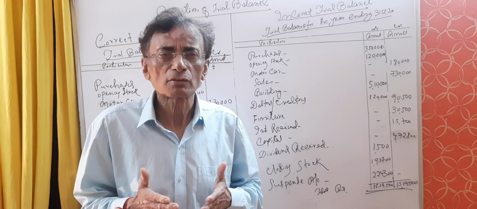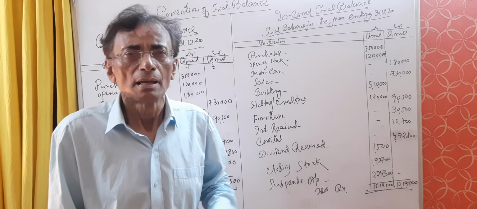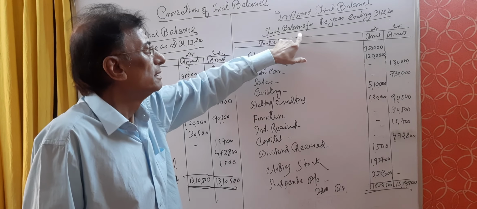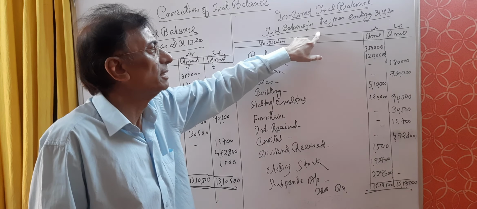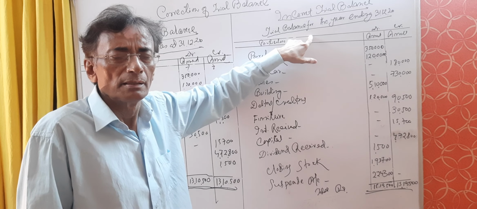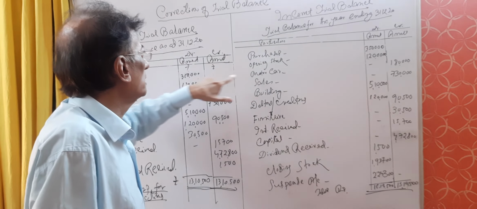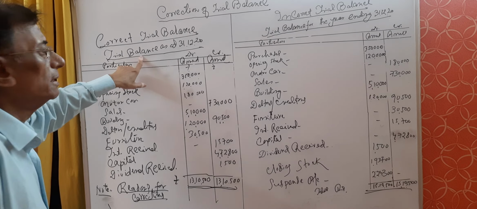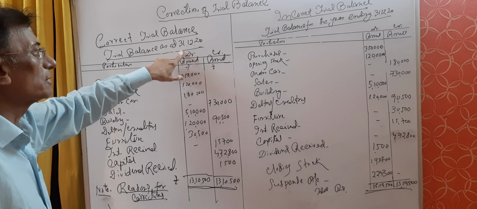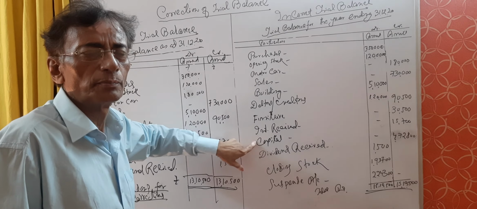First of all, we will have to observe the incorrect trial balance to identify the incorrect items, right from the heading of the trial balance. Here in this problem, the heading has been given as trial balance for the year ending 31/12/20. The heading is incorrect because it should have been written as trial balance as at or as on. So here I have shown the correct caption: trial balance as at 31/12/20. Now we have to go through all the items mentioned in the problem.